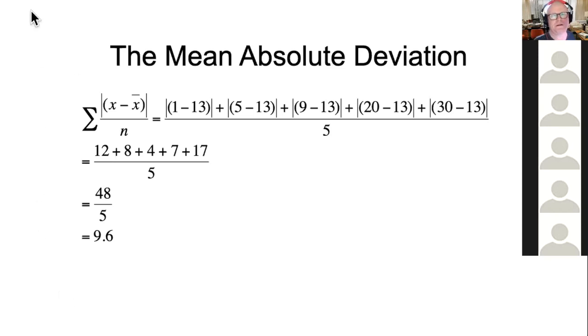Hey, a number. This looks like something we could use. And what would it be for the other one? Well, it's 2 away, 1 away, so 2 and 1 is 3, 3 and 3 is 6, over 5. So that's 1.2. Okay, that seems like it might be a thing. The mean absolute deviation looks like it's useful.